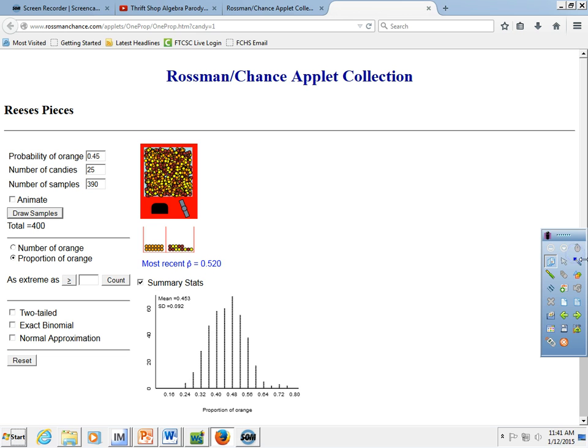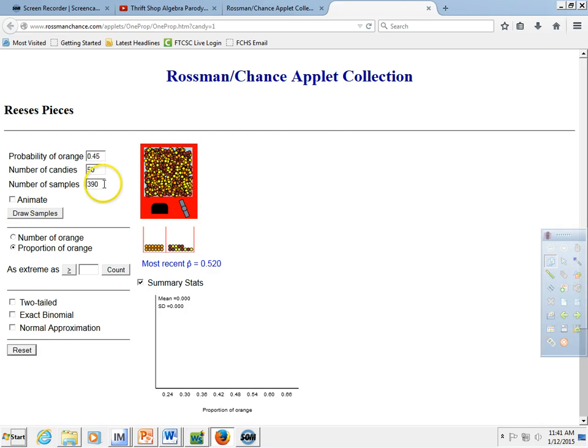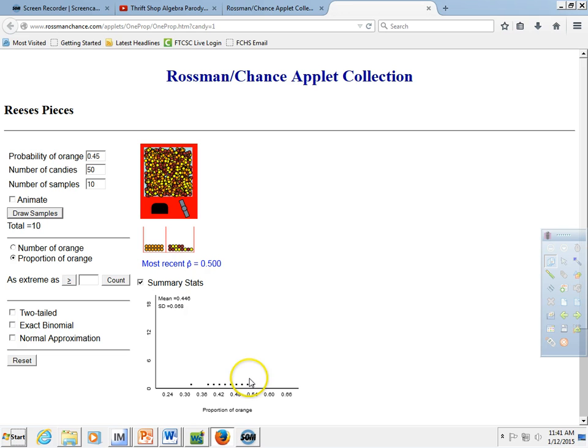What if instead of 25 candies, we take a sample of 50? Let's reset this and take 400 samples. Here, we can do 10 first. Okay? Take 10. Look at the shape. Ooh, don't really get much shape out of this, right? Look at the center, 0.446, still an unbiased estimator. Look at the spread, 0.068.